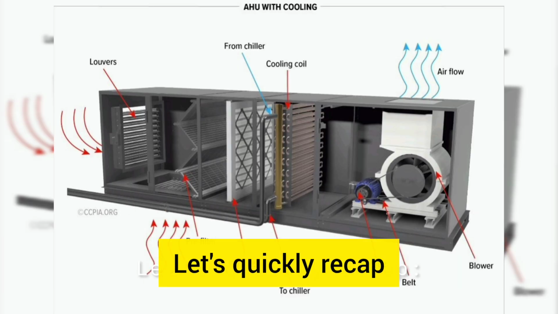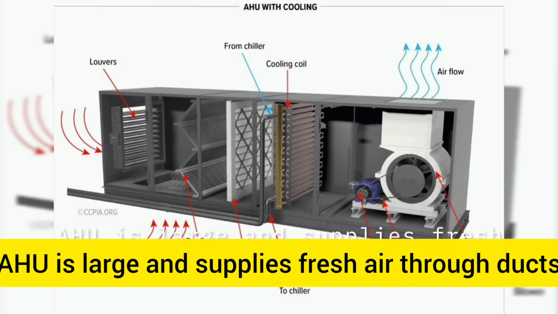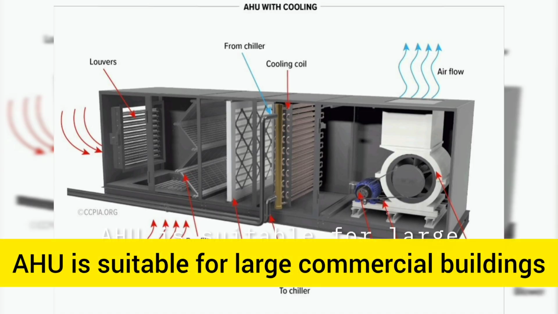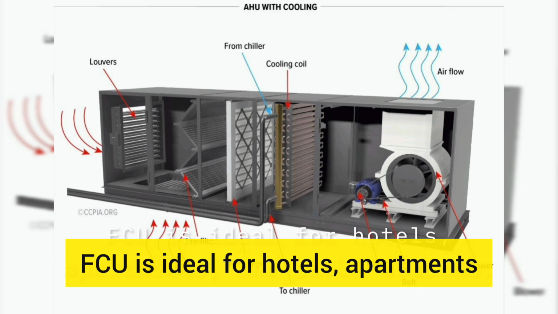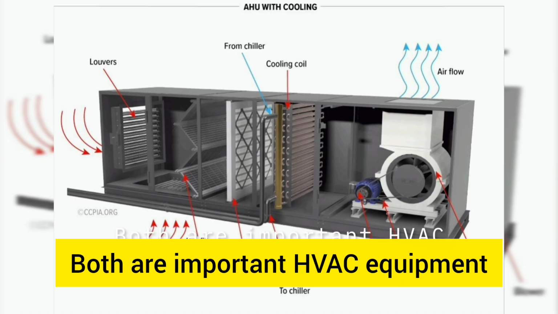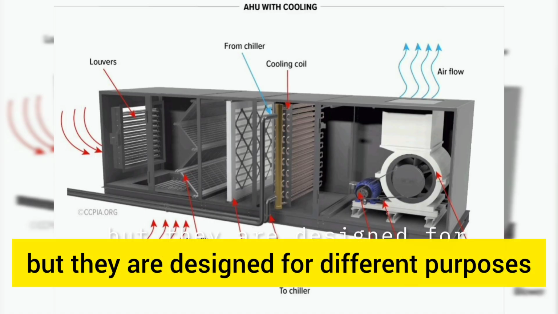Conclusion. Let's quickly recap. AHU is large and supplies fresh air through ducts. FCU is compact and mainly recirculates room air. AHU is suitable for large commercial buildings. FCU is ideal for hotels, apartments, and small offices. Both are important HVAC equipment, but they are designed for different purposes.